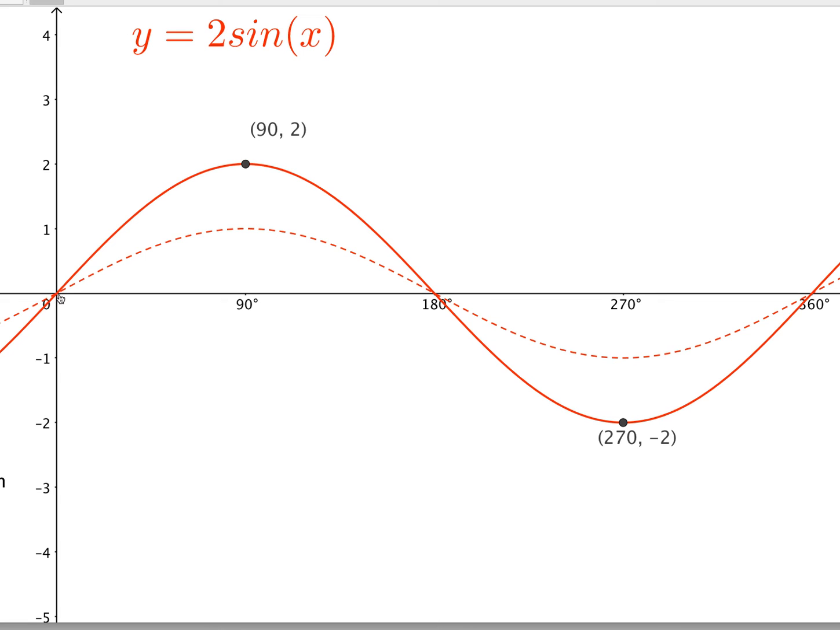It's as if you fixed the curve with a nail at these 3 key positions so they don't move, and the graph was made out of elastic, and you stretch the elastic and pull the curve up to the position 90, 2 and 270, negative 2. So that's called a y stretch. It's in the y direction, and it's as if the graph's elastic and fixed down with nails at positions 0 degrees, 180 degrees, and 360 degrees. So it's a y stretch.